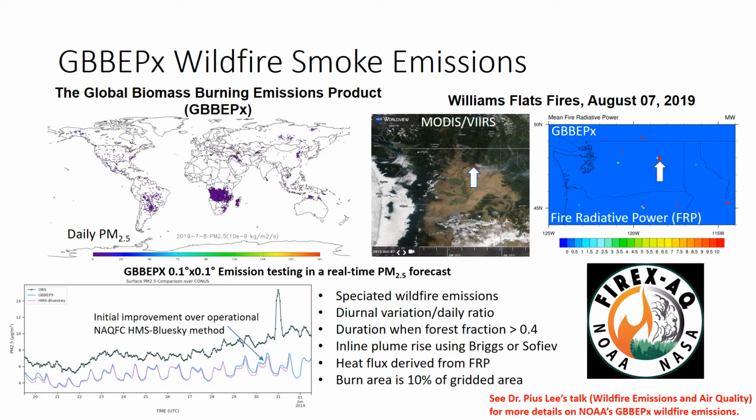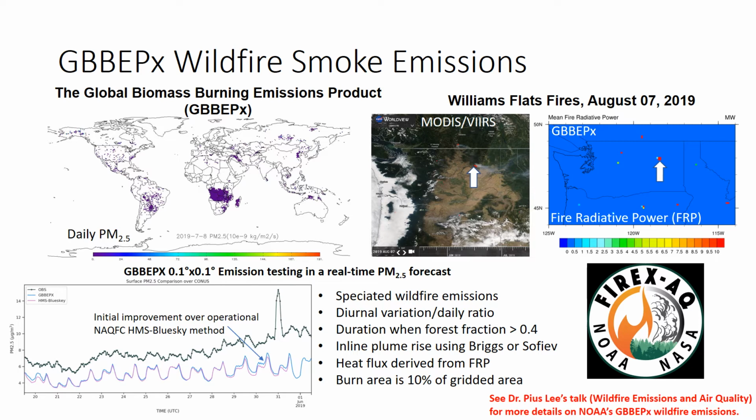Wildfire smoke has a significant impact on human health. In NACC-CMAQ, we incorporate the Global Biomass Burning Emissions Product, or GBBEPx, for the wildfire smoke emissions. The GBBEPx version 3 algorithm estimates fire radiative power, FRP, which can be used as a proxy for wildfire smoke emissions, using the active fire observations from MODIS and VIIRS, which are polar orbiting satellites.